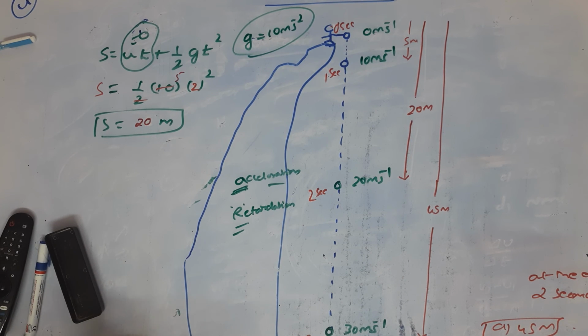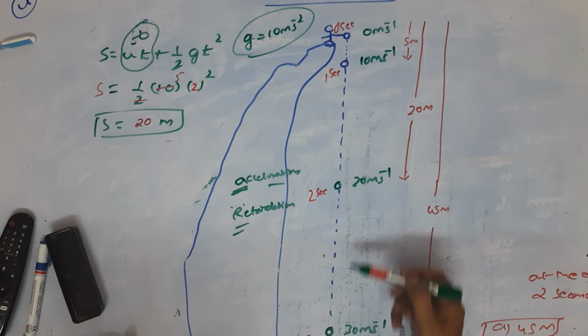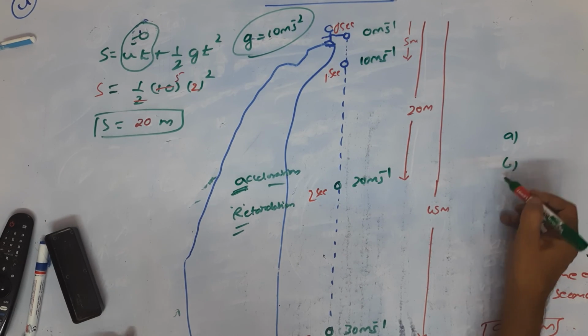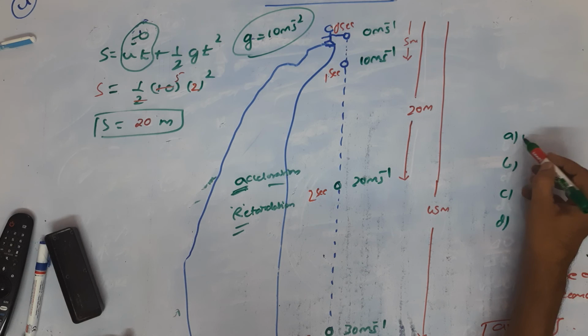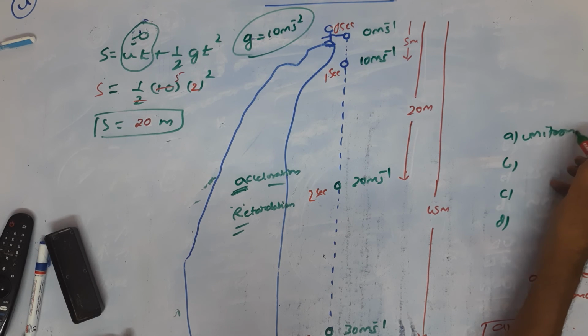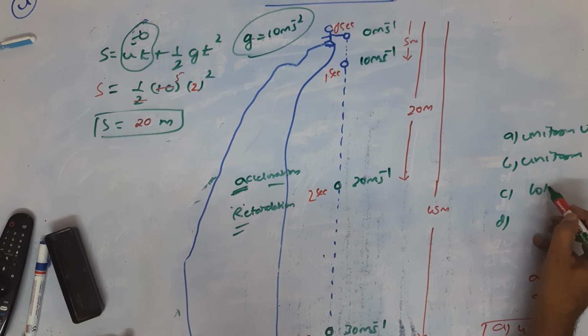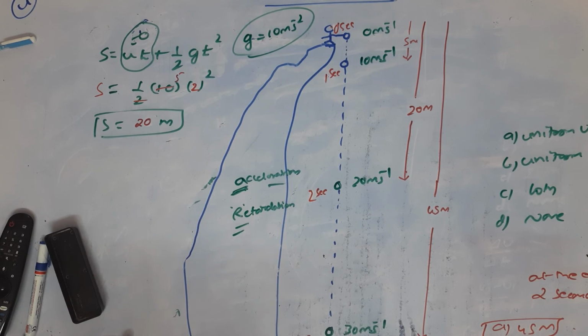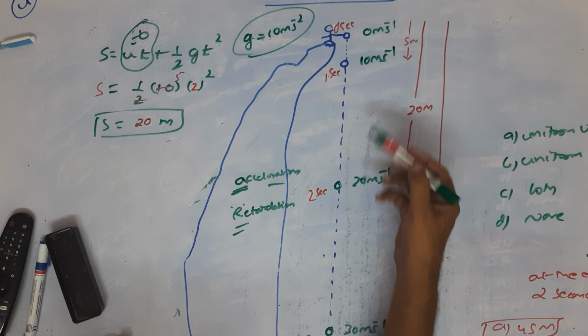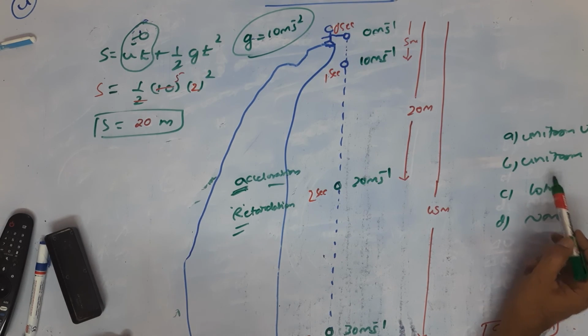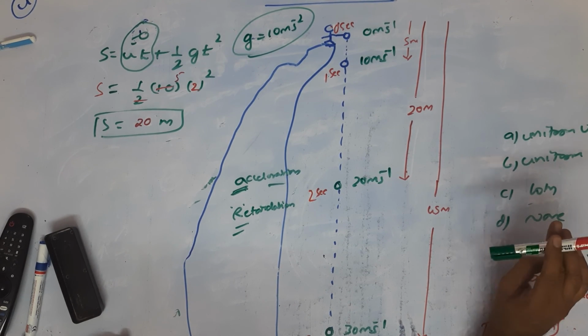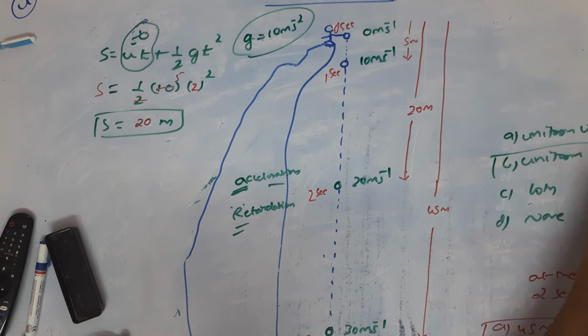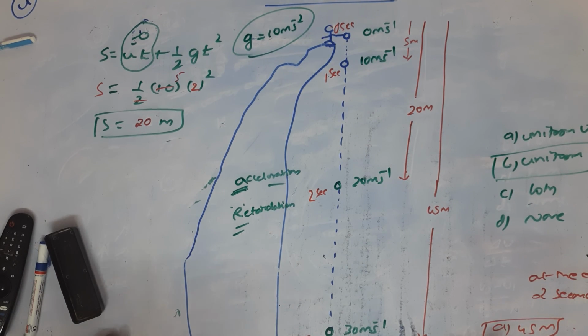Now can you answer this question? Now, this is traveling with, I will give options. This is traveling with A, uniform velocity, uniform acceleration, both, none of this. Come on, you answer this question. It is traveling with uniform velocity, uniform acceleration, both or none of this. Very good. Yeah. The right answer is, it is not C, not both.